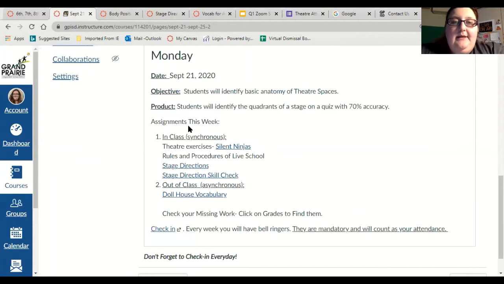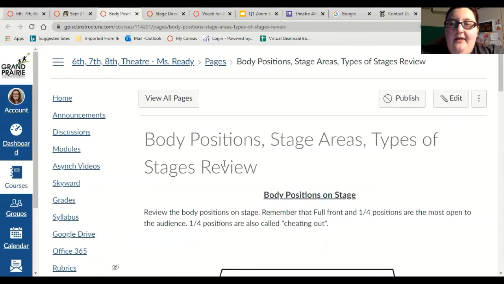All right. So after we've played our Silent Ninjas and we've gone over our rules and procedures for live school, then we'll start talking about stage directions. So if you've never heard of stage directions, then this might be very new for you. If you have, then this will be a bit of a review, but there is some new information about body positions that we have not gone over before.